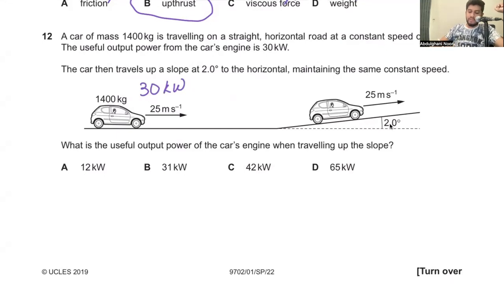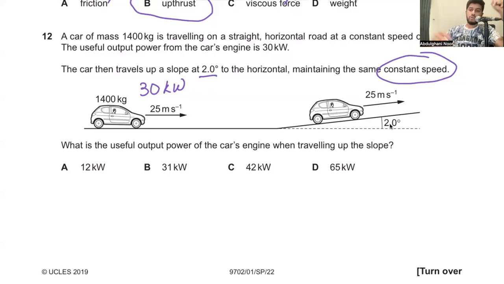The car then travels up a slope at 2 degrees to the horizontal, maintaining the same constant speed. अब क्या हो रहा है? अब ये हो रहा है कि ये जो गाड़ी है ये उसी स्पीड से जा रही है, लेकिन अब हाइट भी गेन कर रही है. सही. अब हमें क्या फाइंड करना है? हमें अब नई यूजफुल आउटपुट पावर फाइंड करनी है.